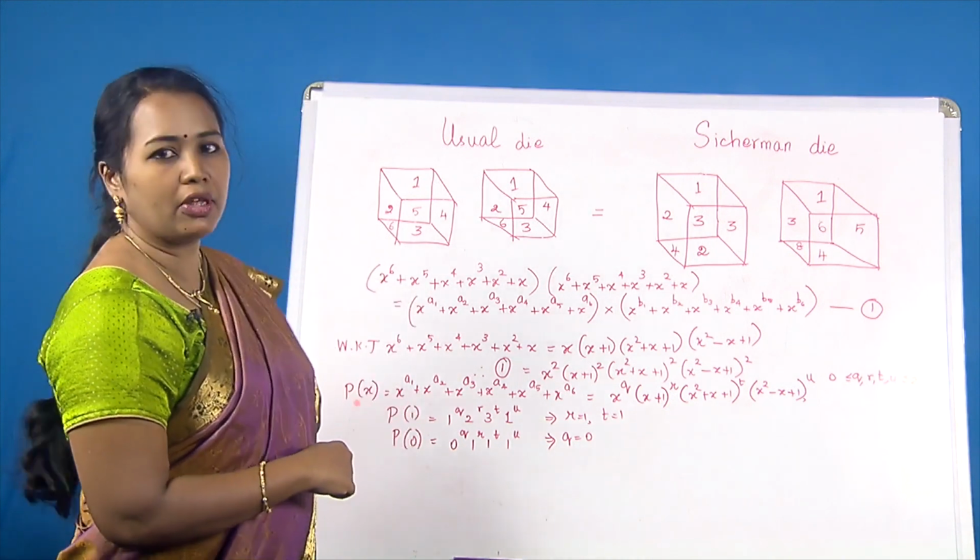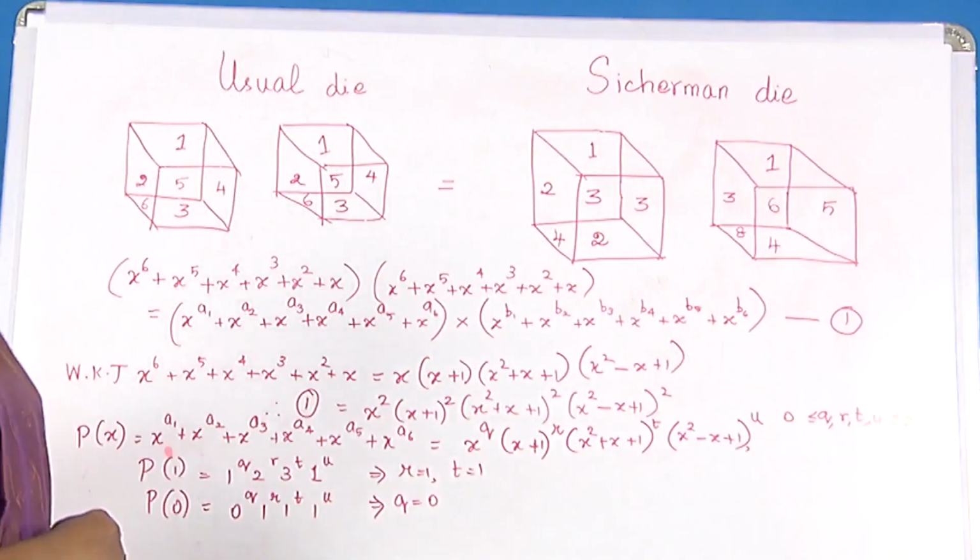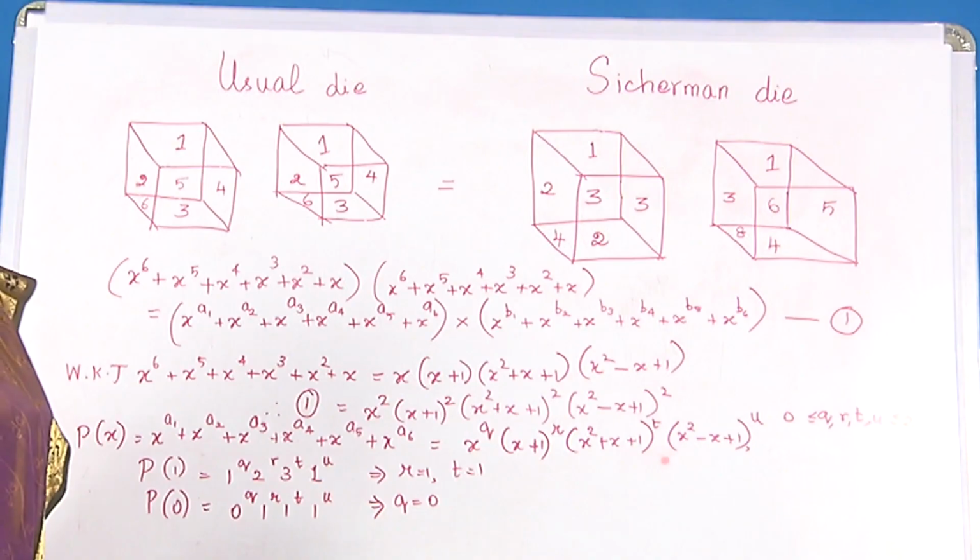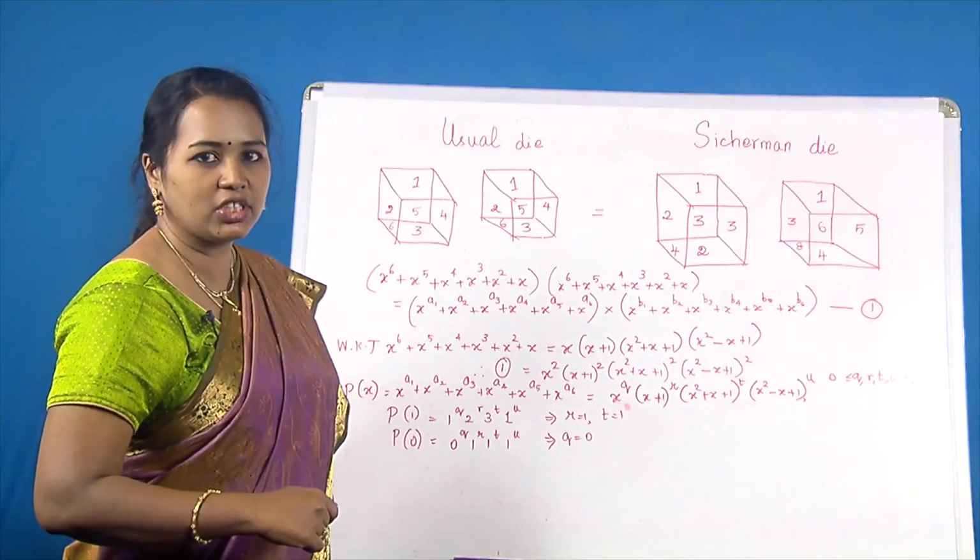Let us assume that p(x) is equal to x^a1 + x^a2 + x^a3 + x^a4 + x^a5 + x^a6. Now, we do not know in which way these irreducibles will have a power. So, let us assume that they have the powers q, r, t and u. The irreducible factors are not going to change, but the powers can change.